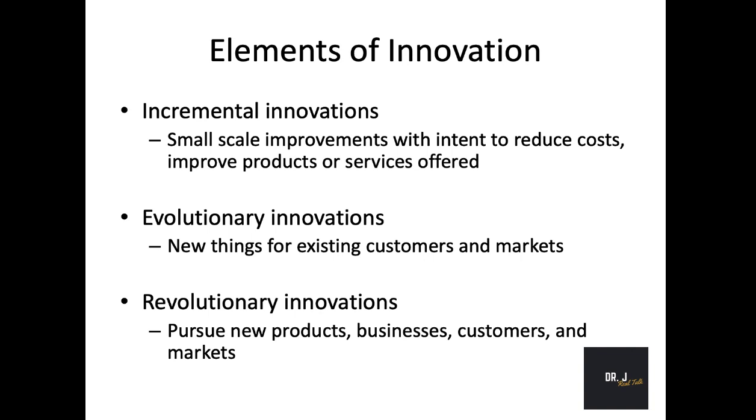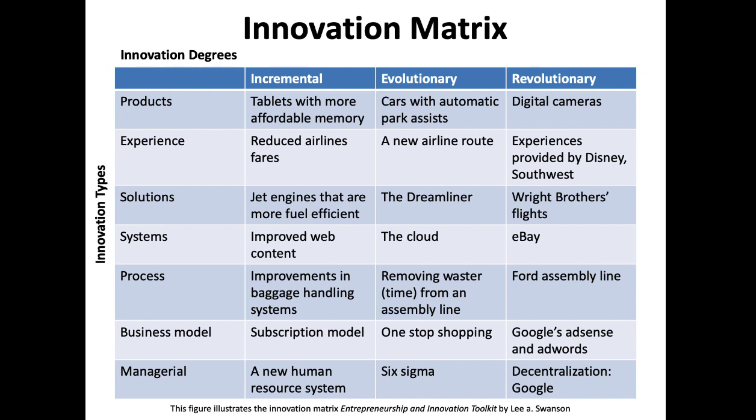Of evolutionary innovations, right? New things for existing customers. You can possibly also look into that as well, right? That's just something new things for existing customers and markets. And of course, revolutionary is just like it's a whole brand new thing coming out. And here, let me show you an example of what I'm talking about in the innovation matrix, right?